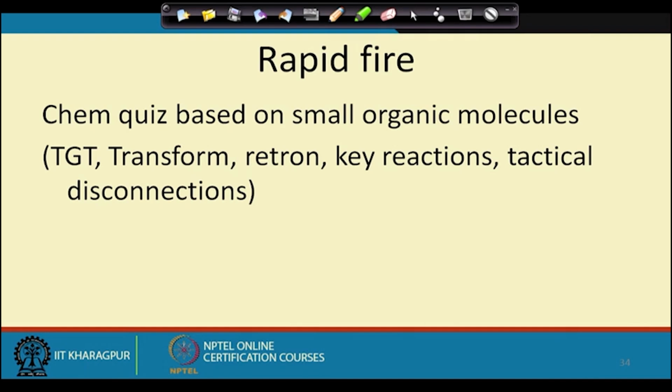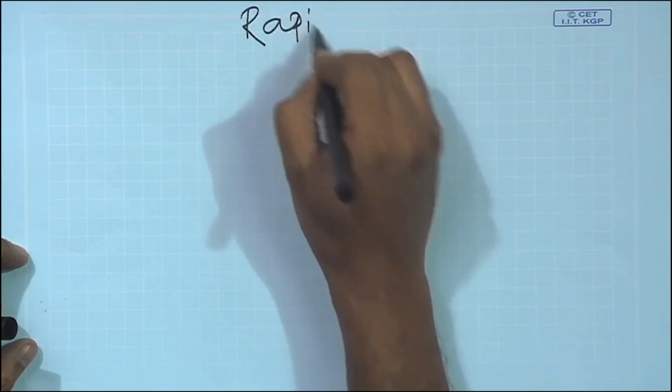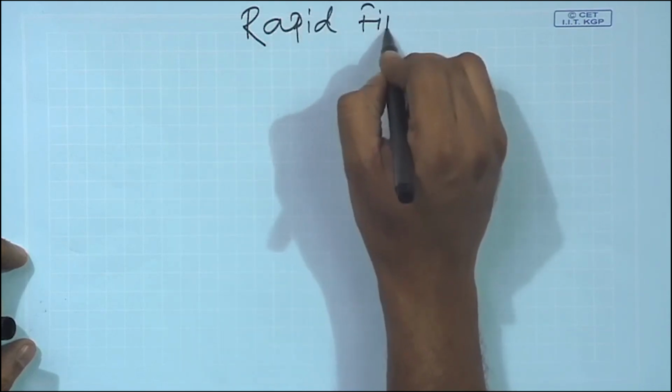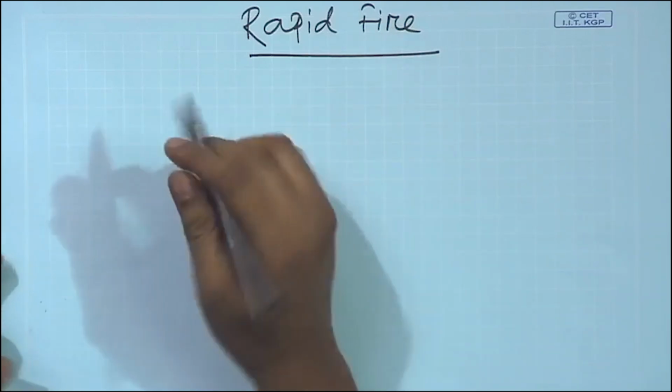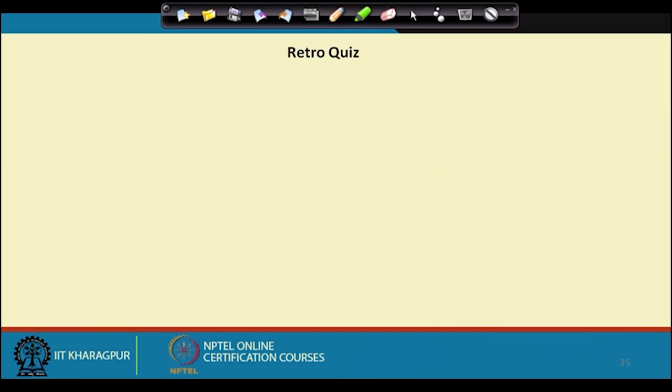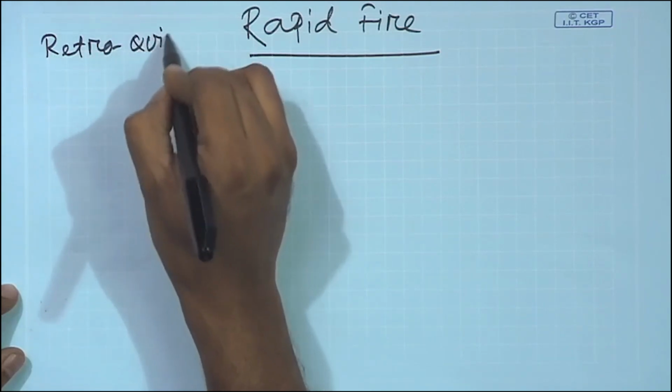So, welcome back students. As we continued throughout our discussion, today we will be doing a rapid fire round to test your knowledge. This rapid fire round is based on a chemical quiz, based on small organic molecules and how you can solve those transformations. I call it a retro quiz.